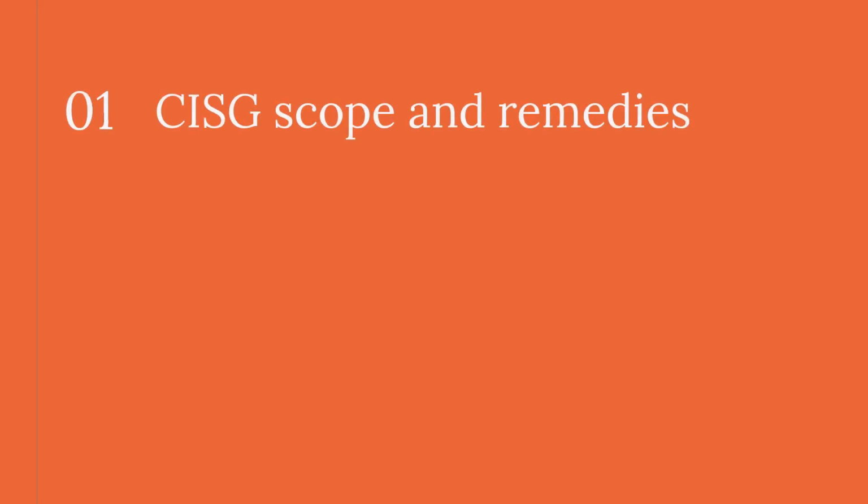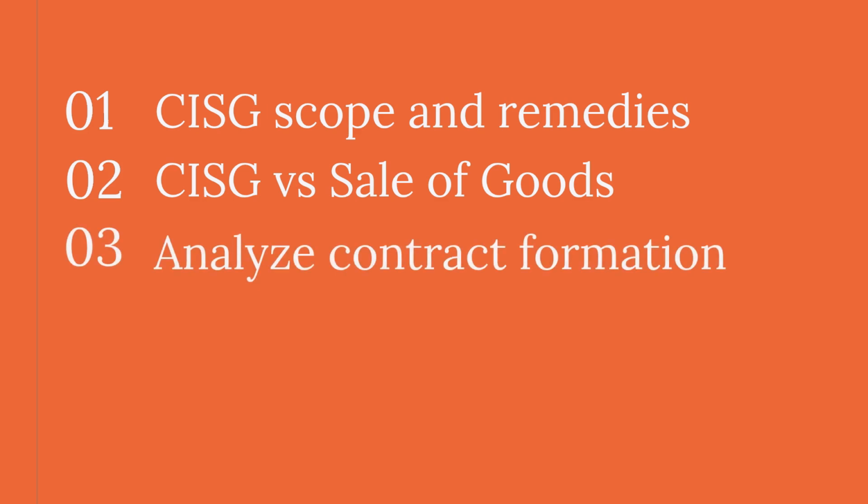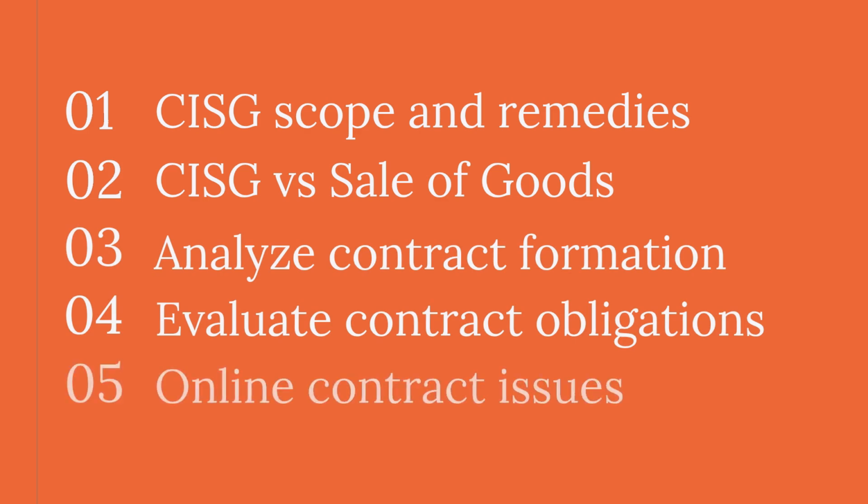Understand the scope of CISG and key buyer remedies. Compare these with the Sale of Goods Act. Analyze the formation rules and validity issues. Evaluate obligations and rights under these contracts. Address online contracting implications.